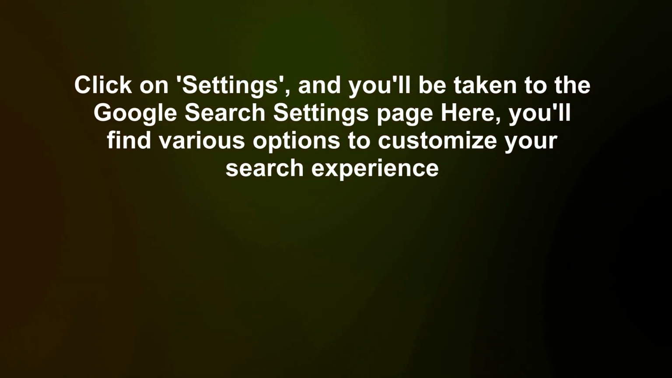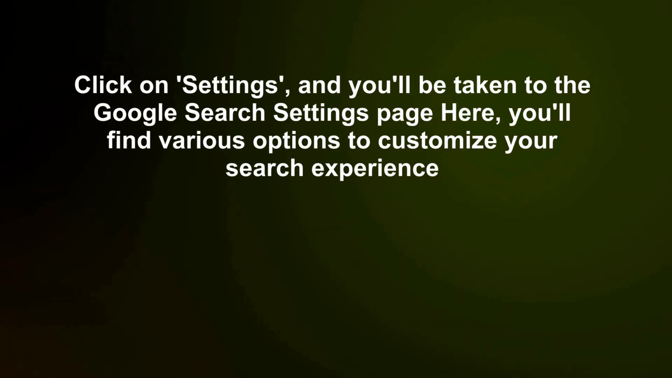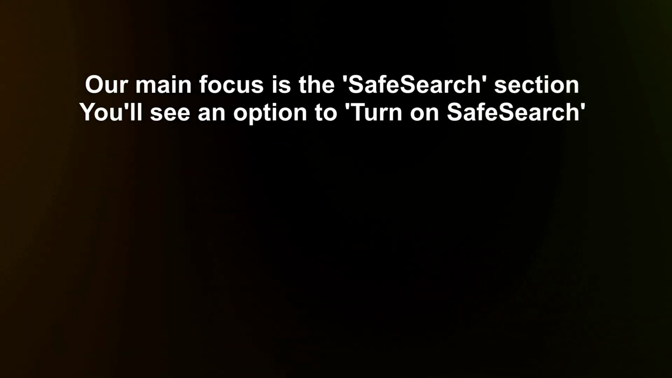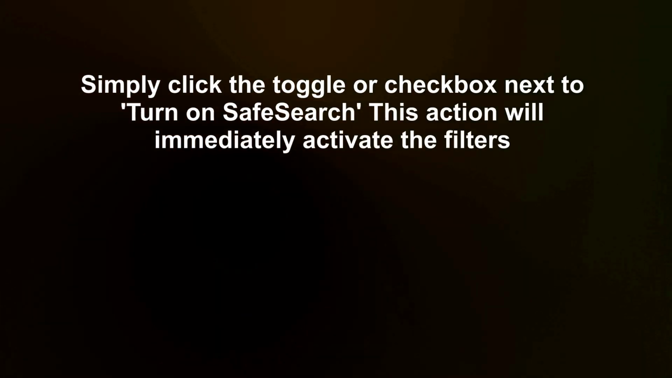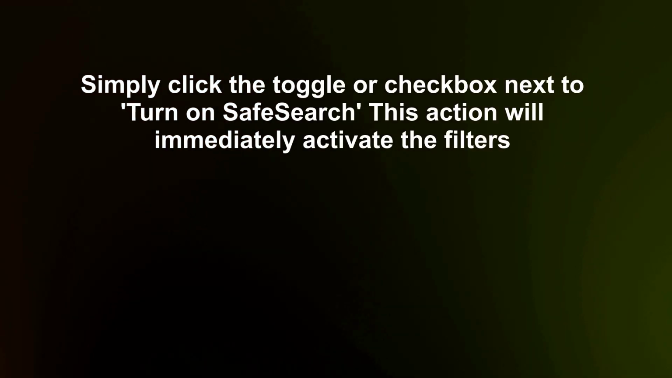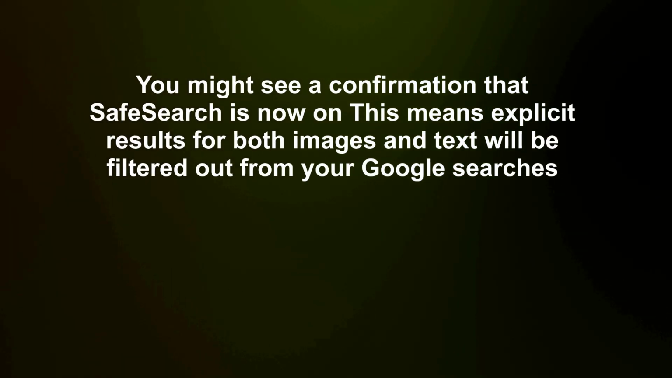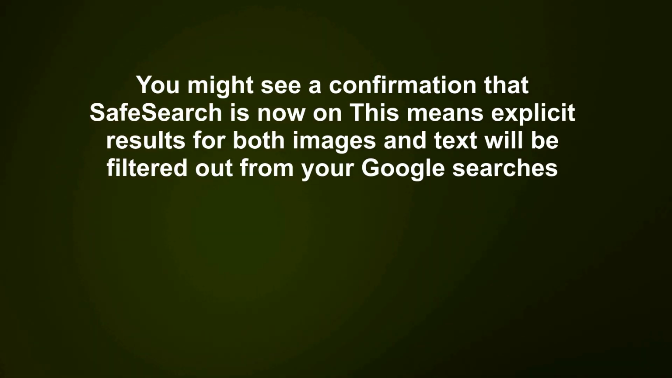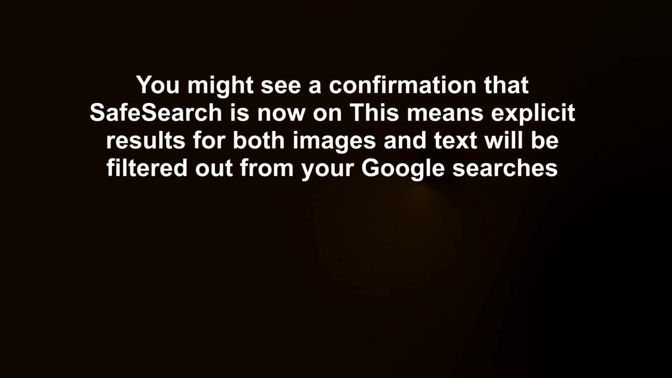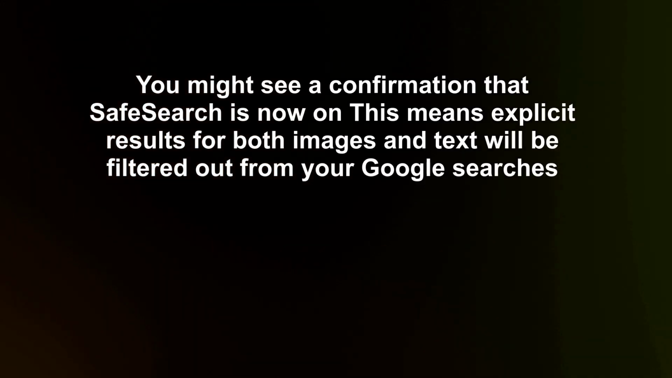Here, you'll find various options to customize your search experience. Our main focus is the SafeSearch section. You'll see an option to turn on SafeSearch. Simply click the toggle or checkbox next to turn on SafeSearch. This action will immediately activate the filters. You might see a confirmation that SafeSearch is now on. This means explicit results for both images and text will be filtered out from your Google searches.